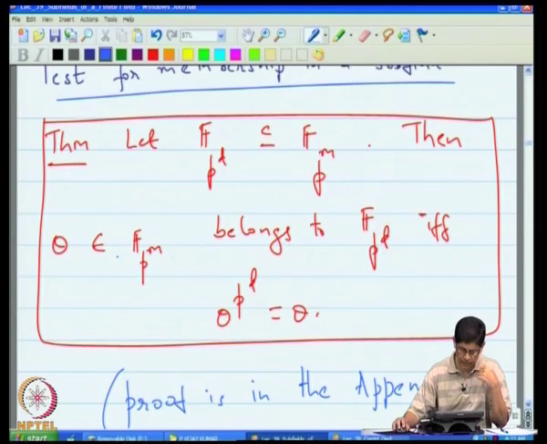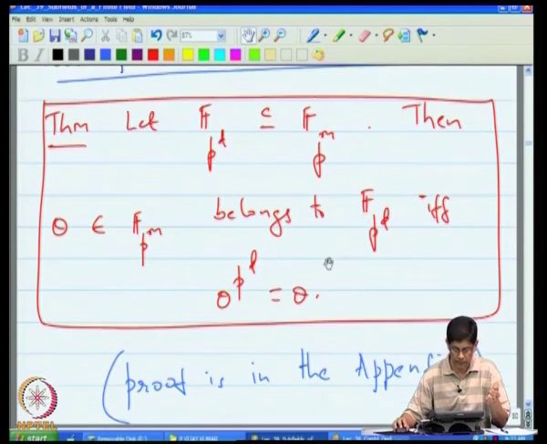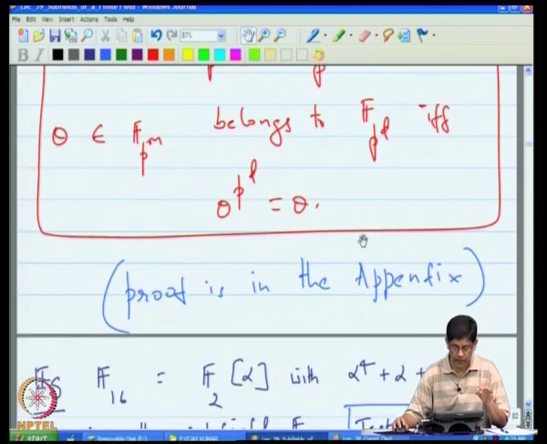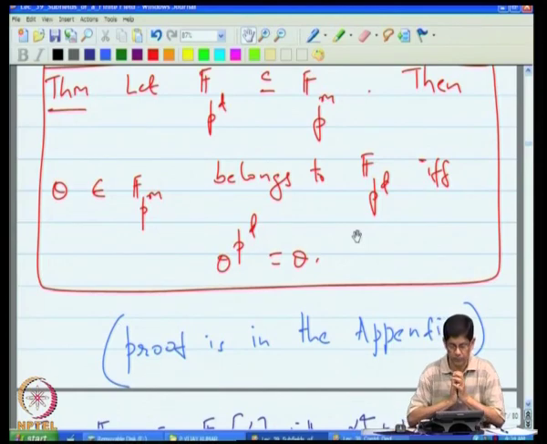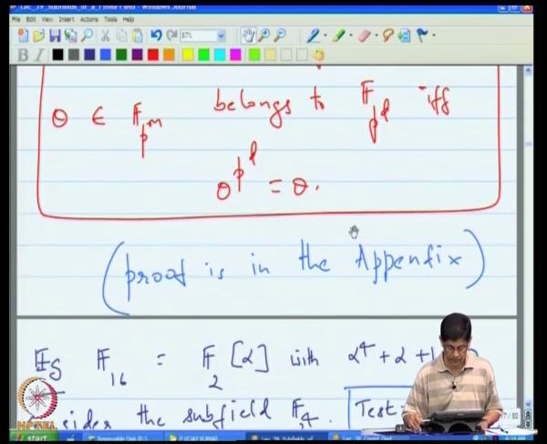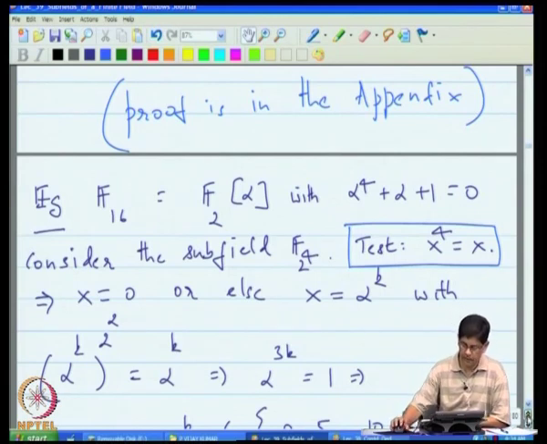So, the test simply says that if you want to know whether or not a particular element theta belongs to the subfield of size p to the d, then you just raise theta to the p to the d, dth power, and then you will get theta. Now, we know that if theta belongs to this field, then it must satisfy an equation like this, but this is saying that not only is this necessary, it is also sufficient. The proof once again is written out completely in the appendix. What will perhaps help more is if I give you an example.